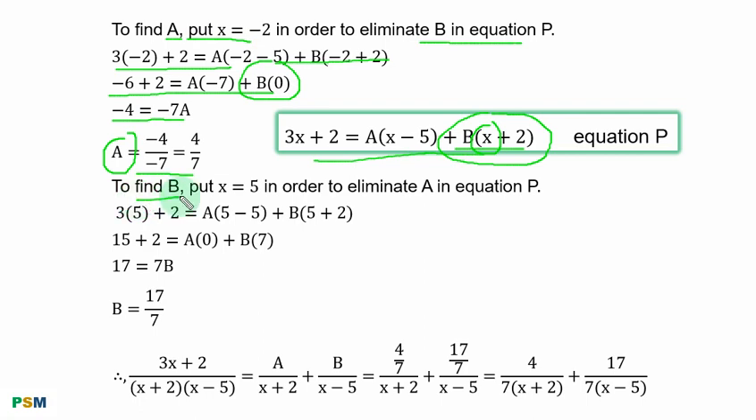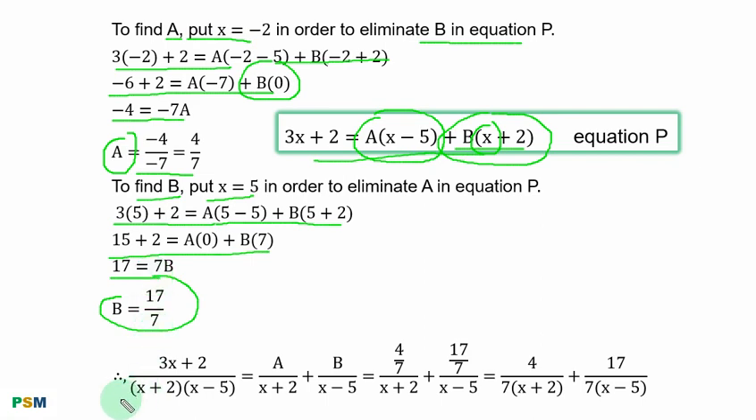To find B, you go back to the same equation P and make the term containing A to be 0, and that is possible if you put s equal to 5. This is equation P again. You replace s with 5 and you have this result, that is 17 equals 7B. To get B, divide both sides by 7 and B is equal to 17 over 7.